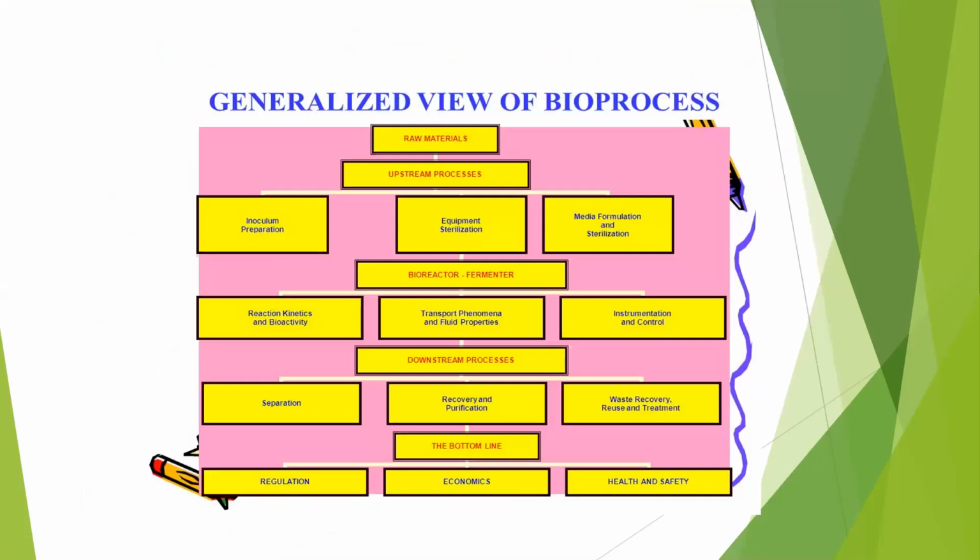And the next is the generalized view. As I told, from the raw materials you have an upstream process. This upstream process has inoculum preparation, equipment sterilization, media formulation and sterilization, and then it goes to the bioreactor fermenter. Here you have the reaction kinetics and bioactivity, transport phenomena and fluid properties, and then instrumentation and control. Till this we call it upstream. Downstream you have separation, recovery and purification, and then waste treatment, recovery and reuse. After the upstream and downstream are done, we go for regulation, that means we have to get approval of the product. And then economics, that is the market, and then health and safety. This is the overall view of a bioprocess.